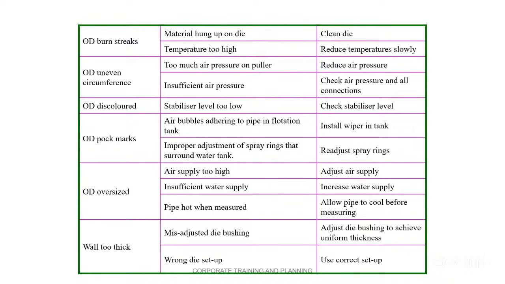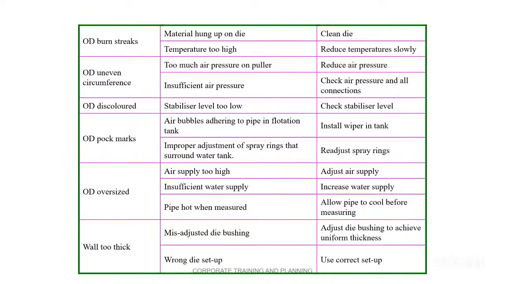Then wall too thick. Suppose you are manufacturing the pipe and the wall you want is 3 mm, but it is showing you 5 mm. Why does this happen? Because of a misadjusted die bushing. I have shown you that day the die bushing and centering. There are two centering screws, right? We can easily move the bush by that centering screw. I have shown you E and F, right?